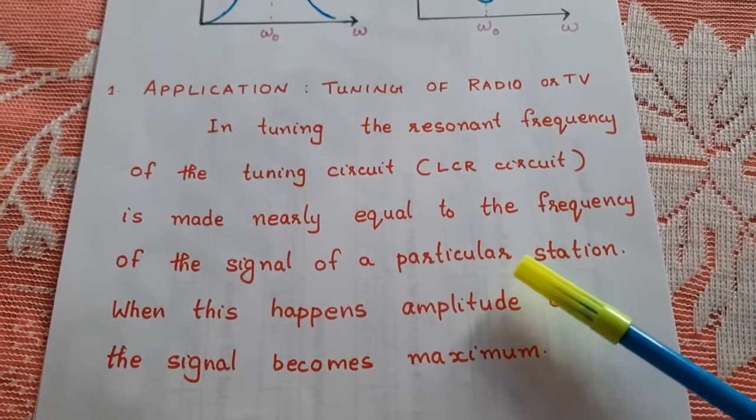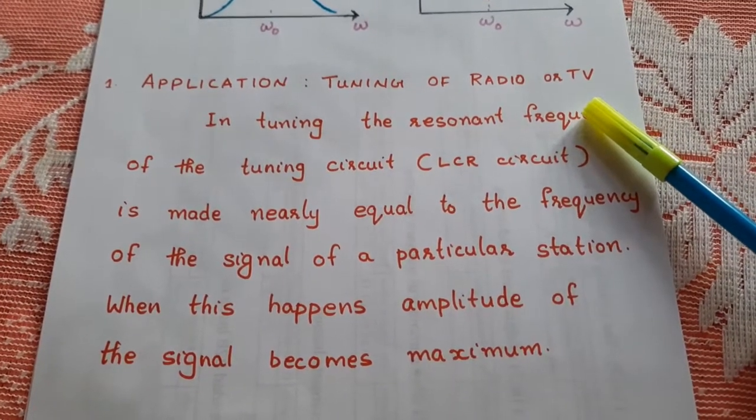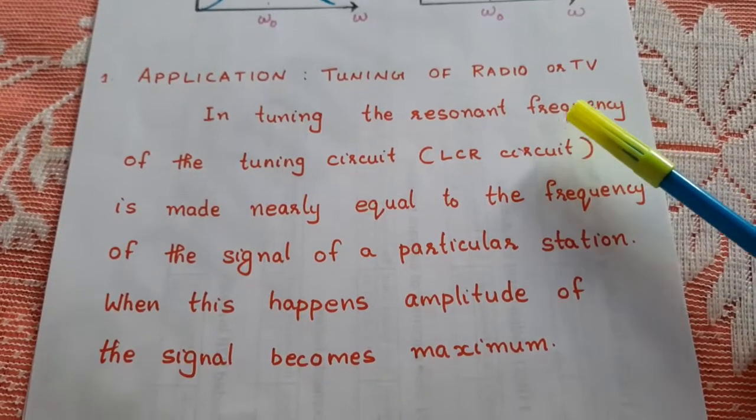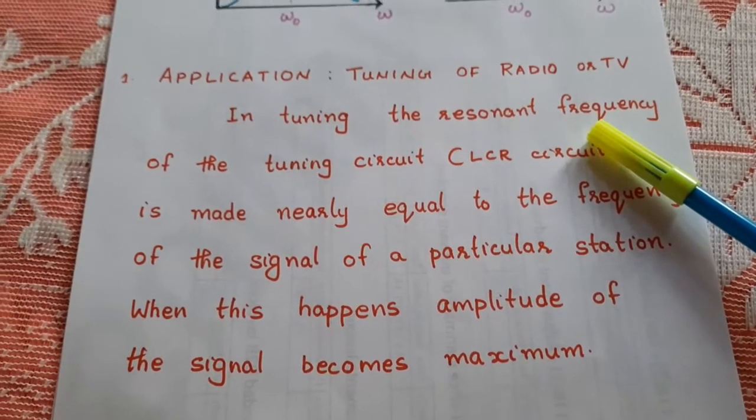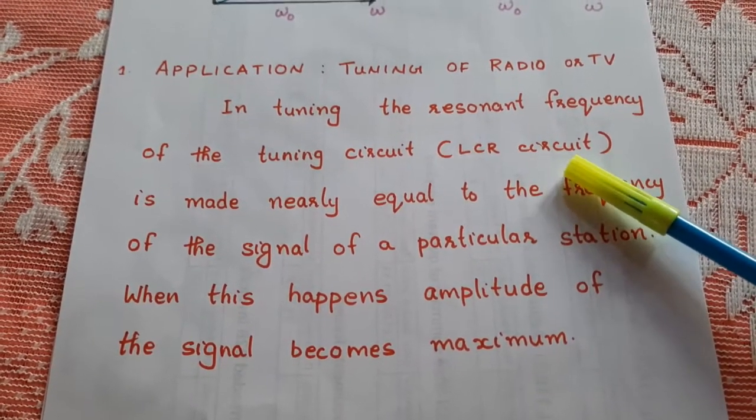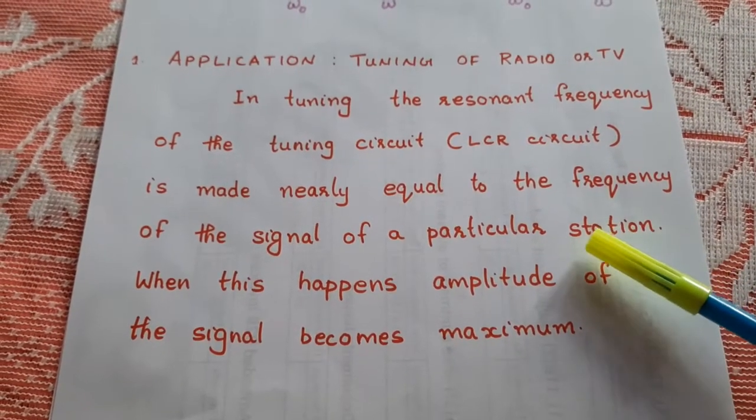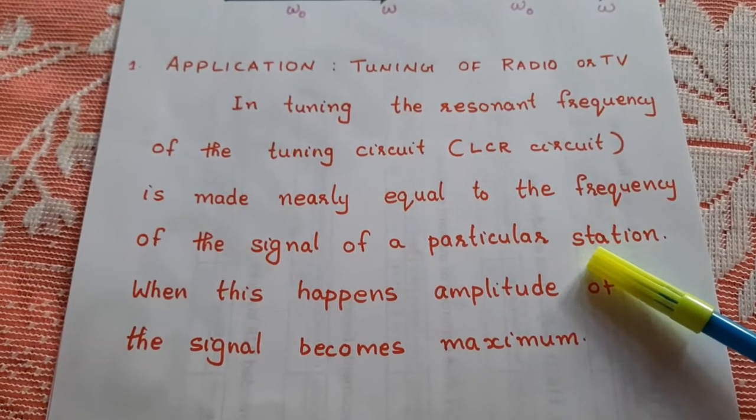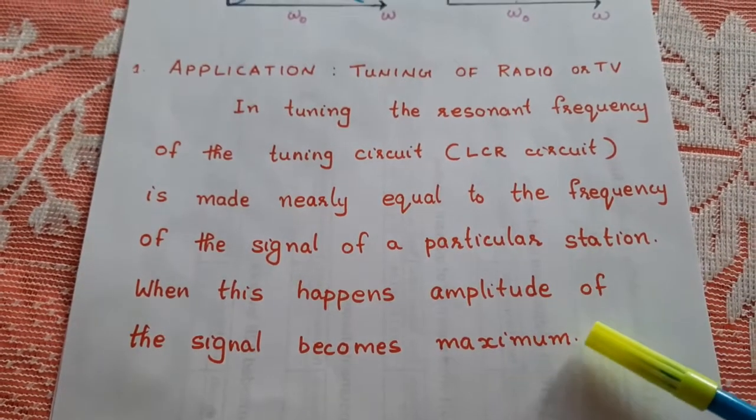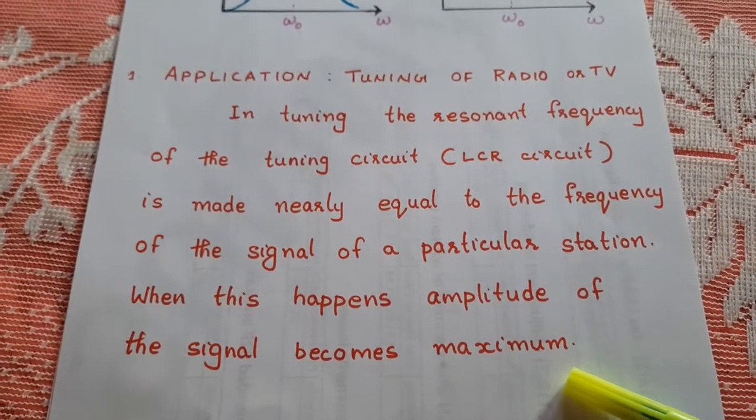The important application of resonance is in the tuning circuit of radio or TV. In tuning, the resonant frequency of the tuning circuit, which is an LCR circuit, is made nearly equal to the frequency of the signal of a particular station. When this happens, the amplitude of signal becomes maximum.